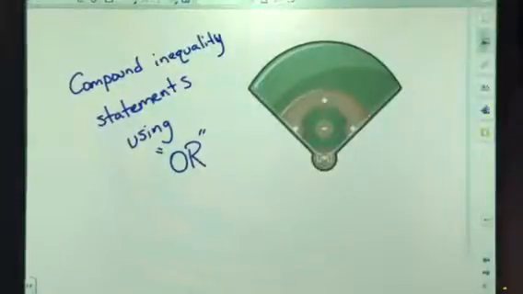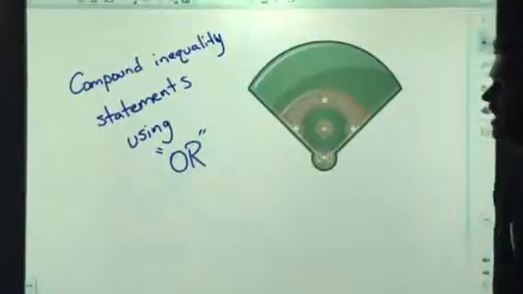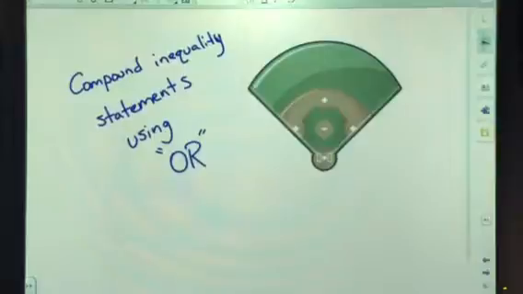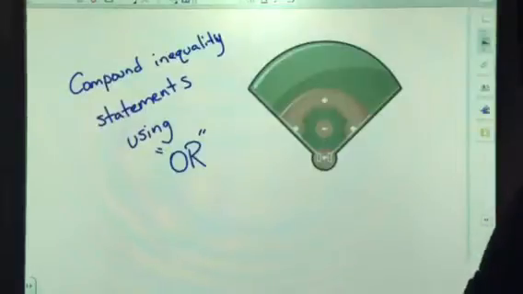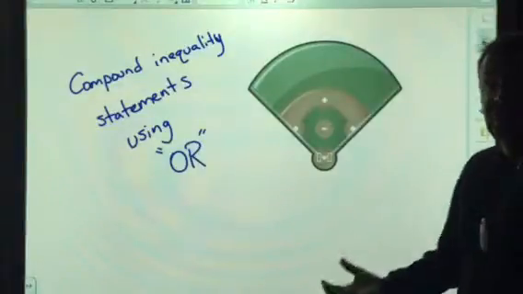Okay, here's the last scenario that we're going to look at with compound inequalities. This one is statements that involve the word or. So you can have this or you can have that, like you can have chocolate or you can have ice cream. But we're dealing with numbers here.